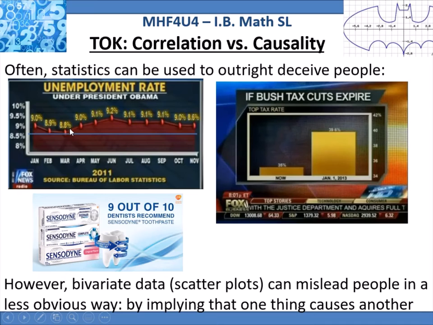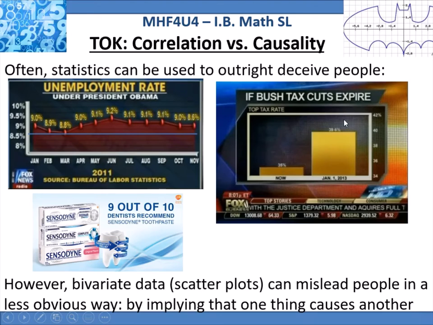Another one here, again, there were a lot during the Obama era. So this is the Bush tax cut, the tax cuts that President Bush made. And we're saying when they expire, the taxes go back to 35%.